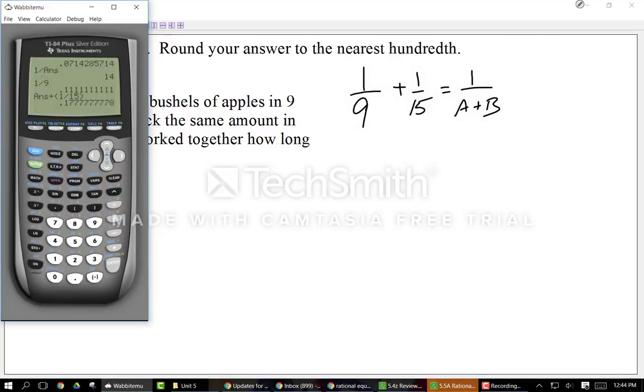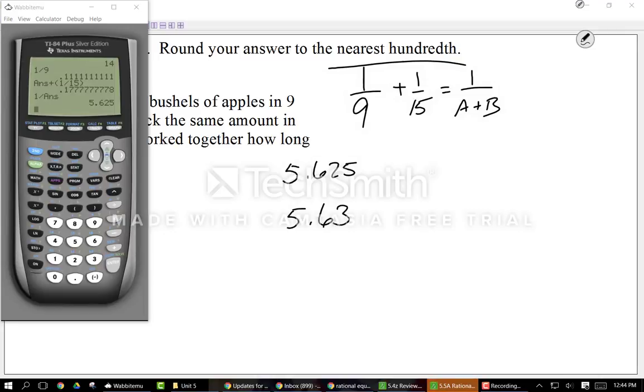And I get 0.1777 repeated, okay? Well, what do I do? I take 1, and I'm dividing it by my answer. I'm not plugging in 0.177, I'm taking 1 over my answer. All of your calculators have the answer button. It's probably a second, and then the negative symbol, or second, and then the enter button. You have to find out where it says answer and then use it, okay? And then I hit equals, and it's 5.625. To the nearest hundredth, 5.63 hours. So that is how long it takes them to do it together.